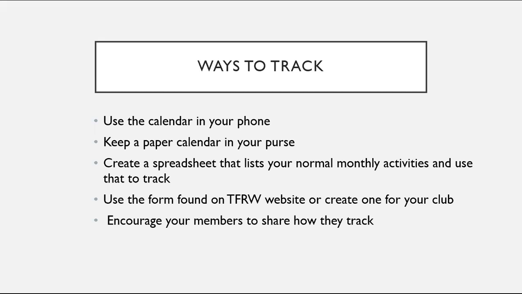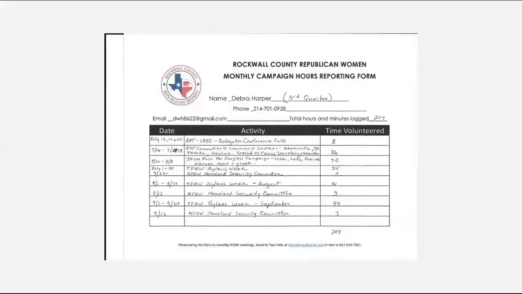We have one club in my area that gives an award each month for the person who turns in the most hours. They also pass out pieces of paper at each meeting for people to report their hours. Here are some samples. This is from the Republican Women of Gregg County from a couple of years ago. It lists all sorts of items they could fill in and total up. This is available on the TFRW website.